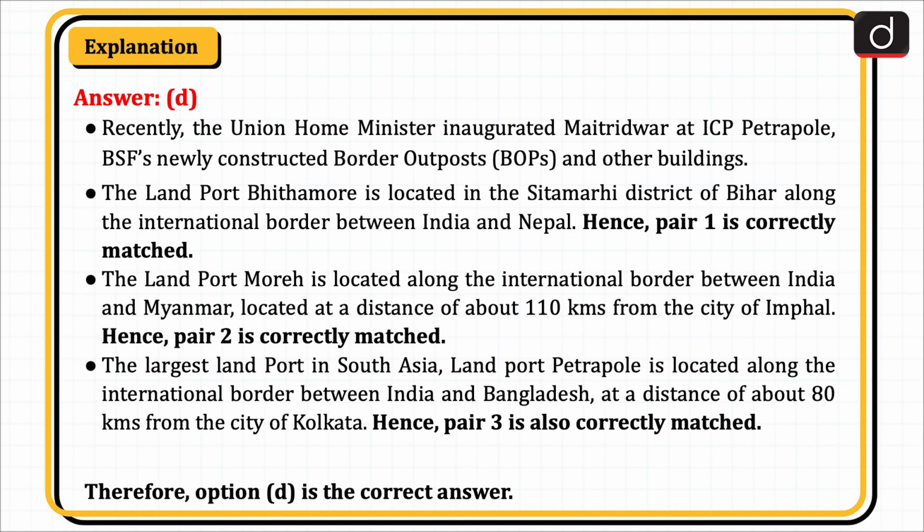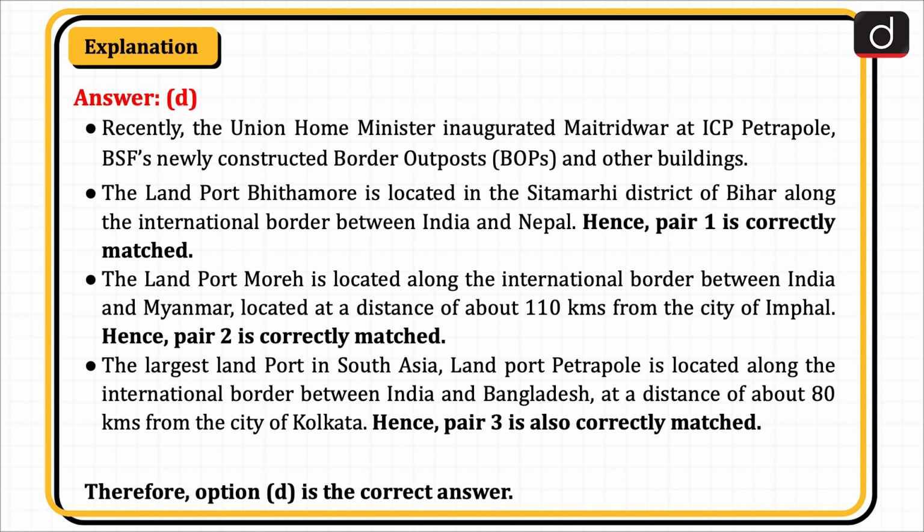Recently, the Union Home Minister inaugurated Maitri Dwar at ICP Petrapole, BSF's newly constructed border outpost and other buildings. The land port Bhitamor is located in the Sitamarhi district of Bihar along the international border between India and Nepal. Hence, pair 1 is correctly matched. The land port Moreh is located along the international border between India and Myanmar, at a distance of about 110 kilometers from the city of Imphal. Hence, pair 2 is correctly matched.